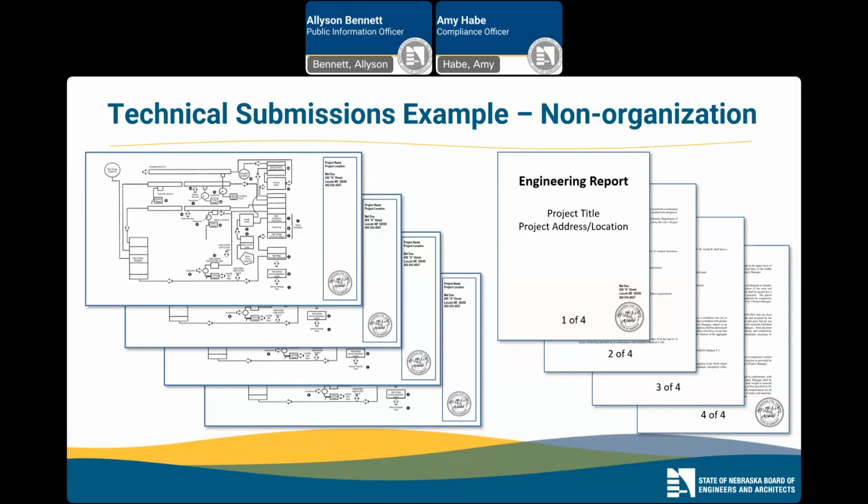And then the right illustrates the project title and the project address and location on the first page, as well as the licensee's seal, name, contact information on the cover page and on the first page of specifications, reports, studies, and other documents, as well as ensuring that it is also on the last page.